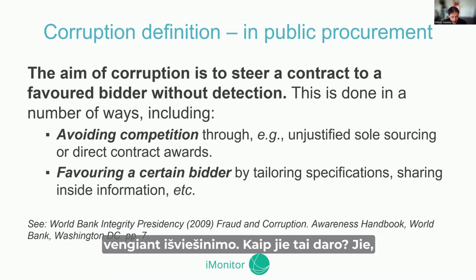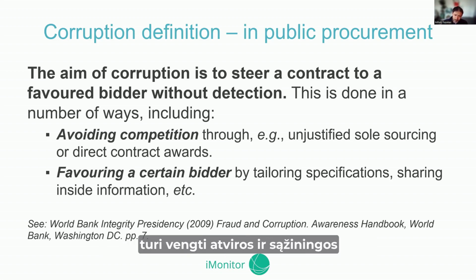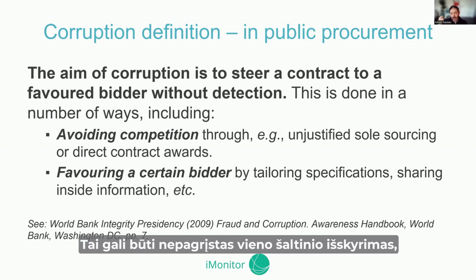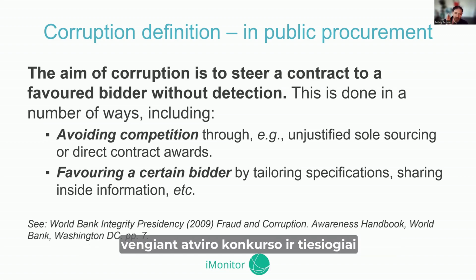Now, how do they do this? They first and foremost have to avoid open and fair competition. Okay, so that means the favored bidder should have an advantageous position in competition compared to the other non-favored or non-connected bidders. And this can be unjustified sole sourcing, so avoiding open competition and directly awarding a contract without sufficient justification.